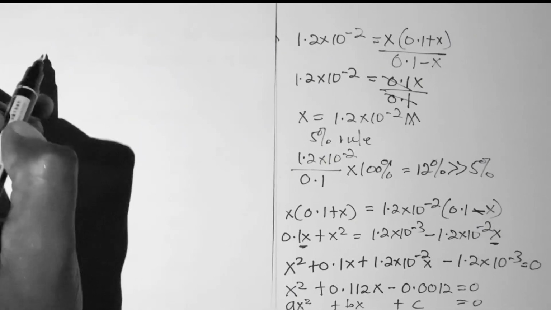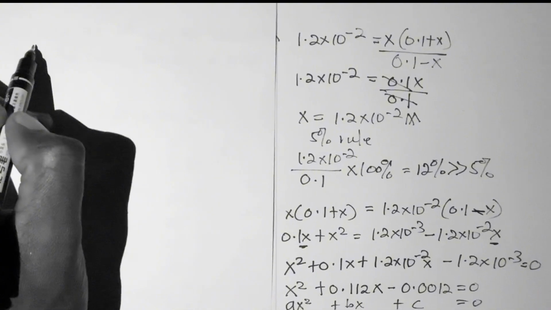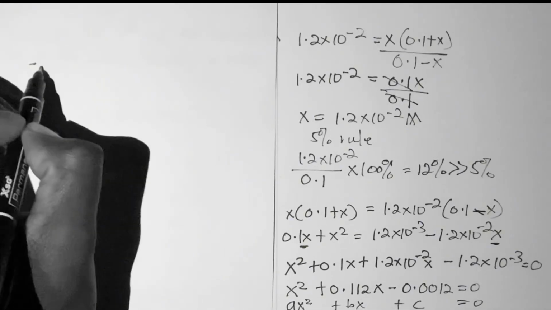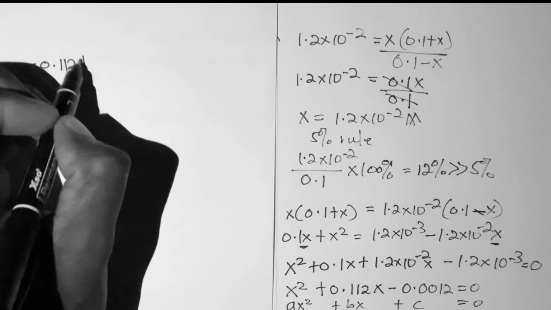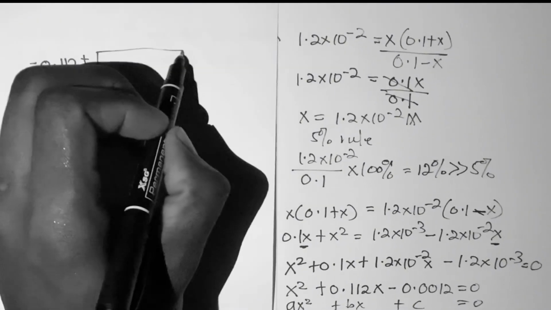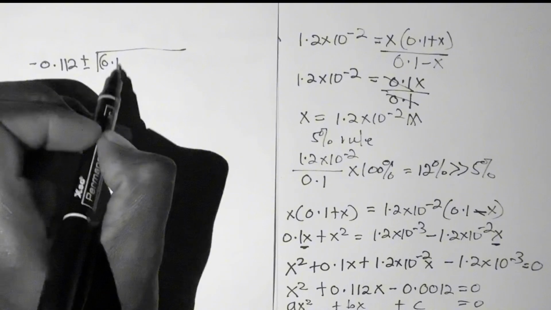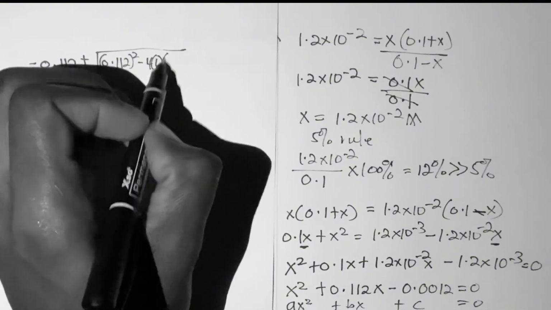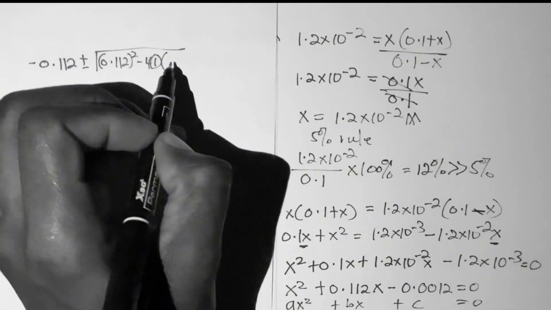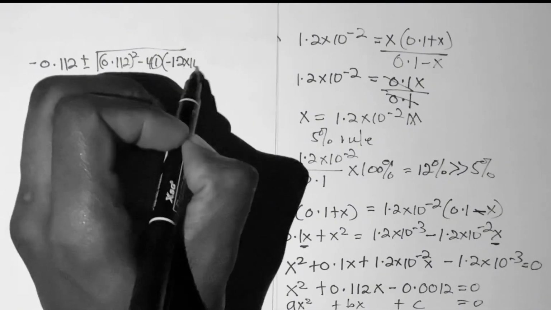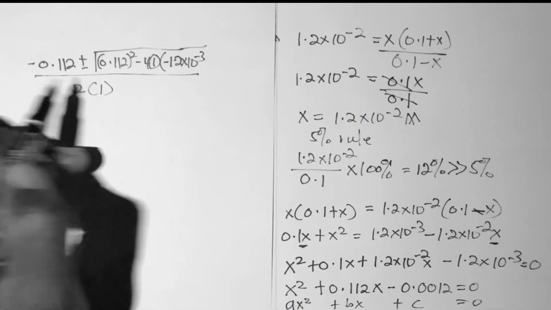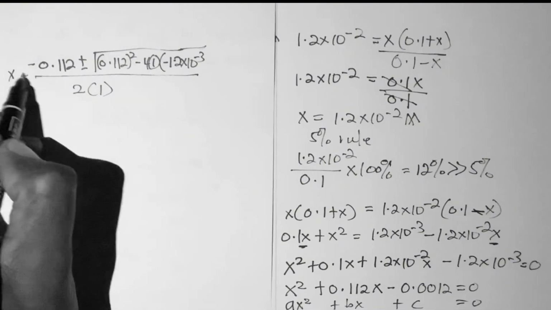X is equal to minus b plus or minus the square root of b squared minus 4ac, divided by 2a. So in this case, you see that the b is 0.112. So we are going to get minus 0.112 plus or minus the square root of 0.112 squared minus 4 times a, which is 1, times the c. The c is minus 1.2 times 10 exponent minus 3. All of this divided by 2a, 2 times 1.